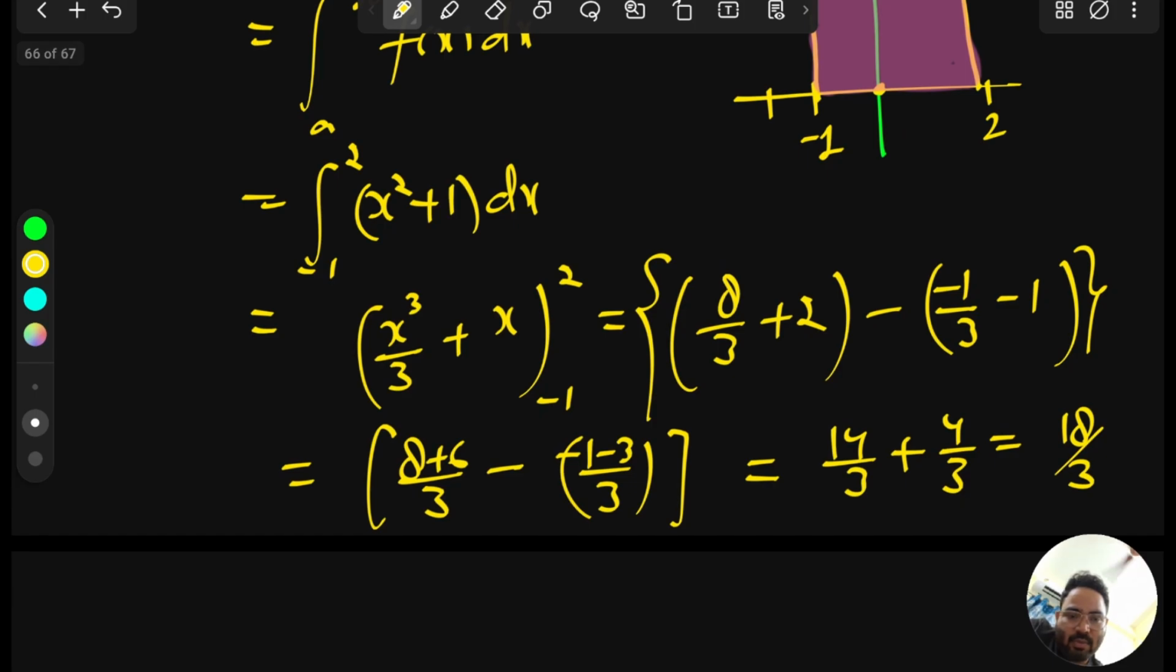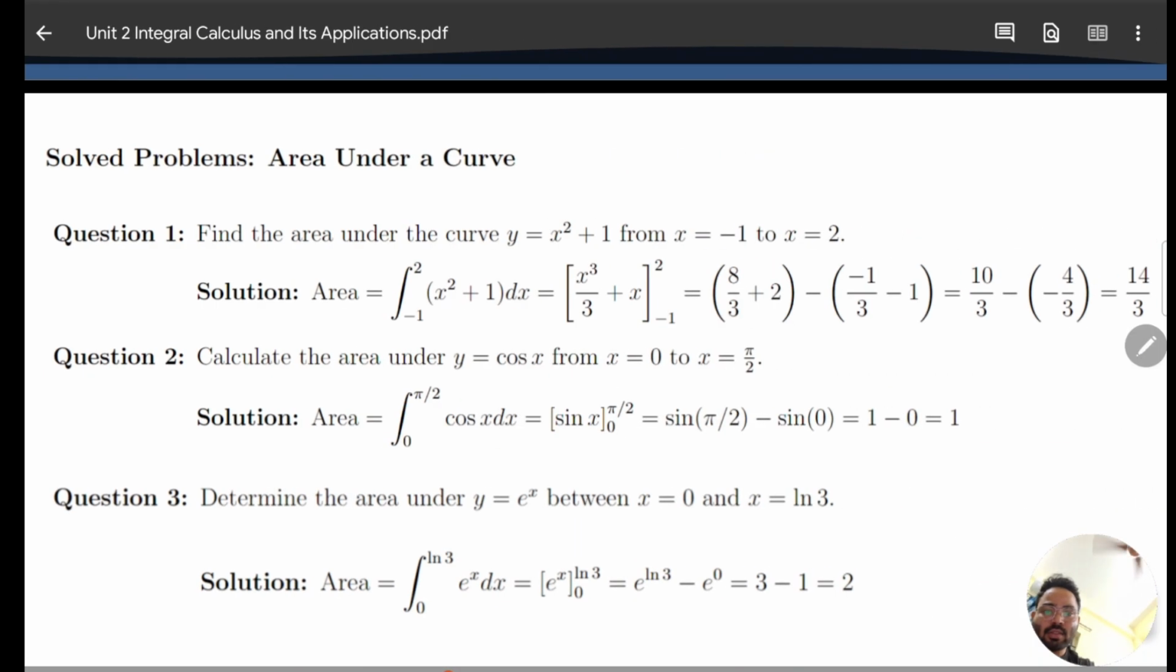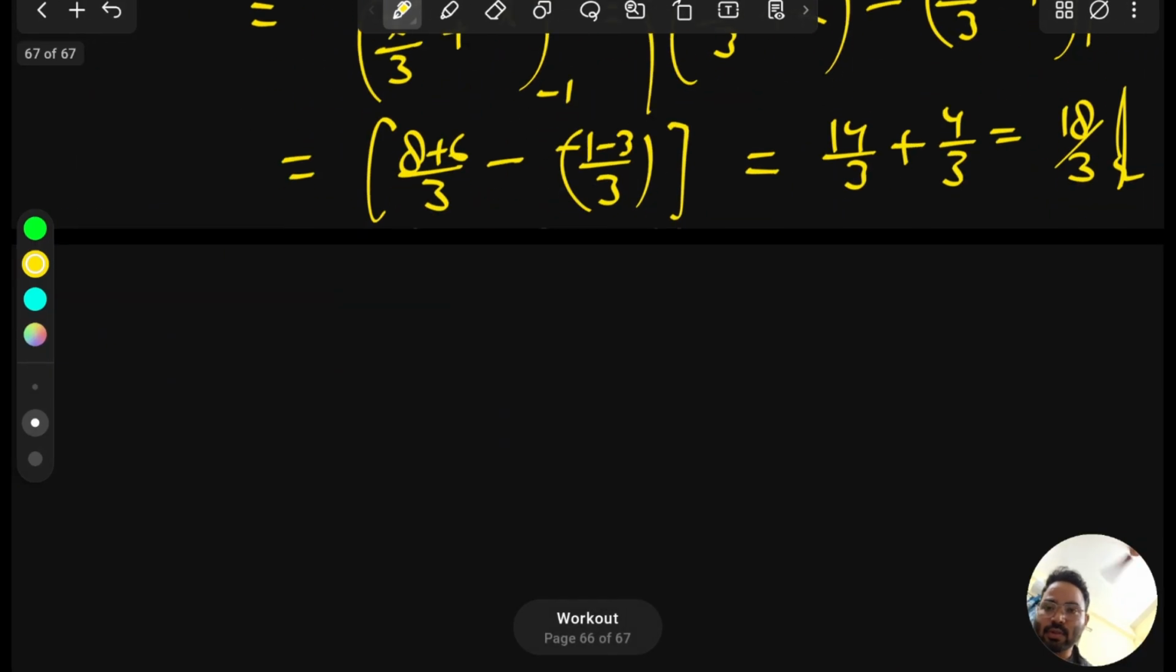I think I made a mistake somewhere. No, this is the right answer. Now let's solve the next question. The next question is: calculate the area under the curve y equal to cos x from 0 to pi by 2. So let's solve this question.